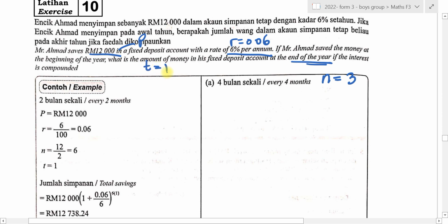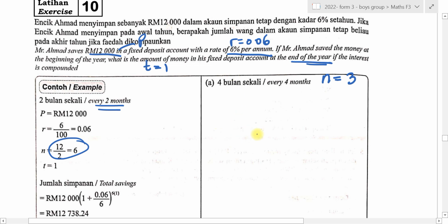You all understand? They never tell you time, but they give you this statement: beginning of the year and end of the year. So that means 1 year only. Very simple. So every 2 months means how many every 2 months you can have in 1 year? 6 times. That's why the n equal to 6. Can understand? If every 3 months, 4 times. Easy. So the P, principal, they are asking what?